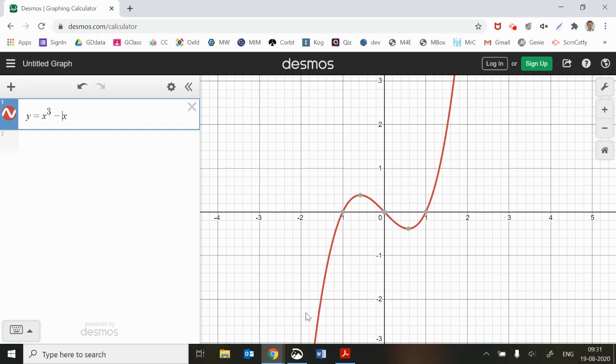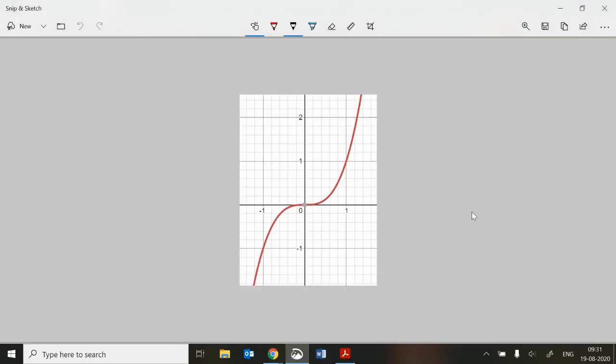So let's have a look at this. What I was basically saying there is that from here to here, this is concave downwards on this side. You can say that as a description of the curve in your exams. And on the other side, you can say this is concave upwards.